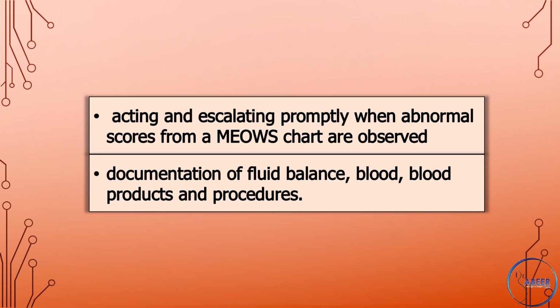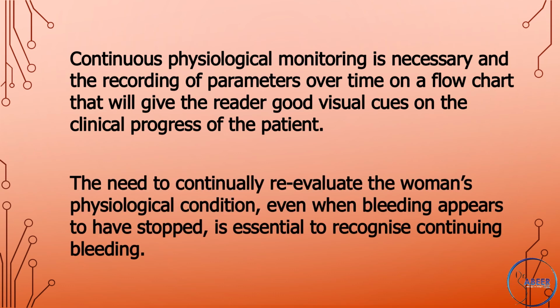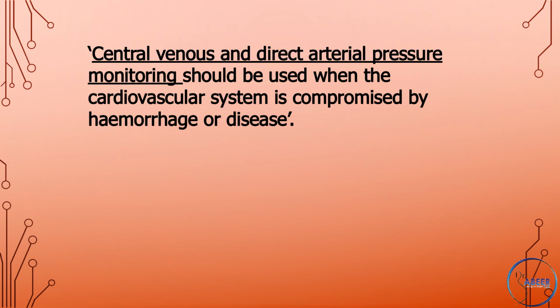blood products, and procedures. Continuous physiological monitoring is necessary, and the recording of parameters over time on a flowchart will give the reader good visual cues on the clinical progress of the patient. The need to continually re-evaluate the woman's physiological condition, even when bleeding appears to have stopped, is essential to recognize continuing bleeding. Central venous and direct arterial pressure monitoring should be used when the cardiovascular system is compromised by hemorrhage or disease.